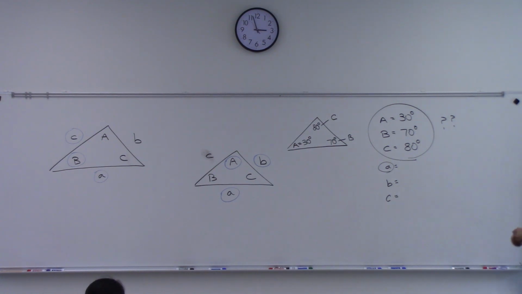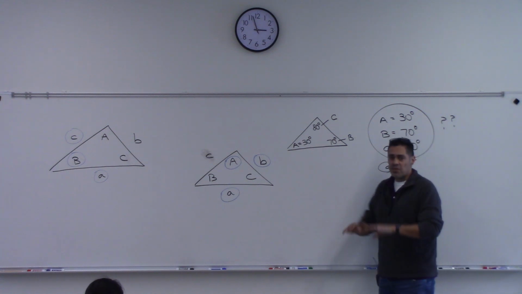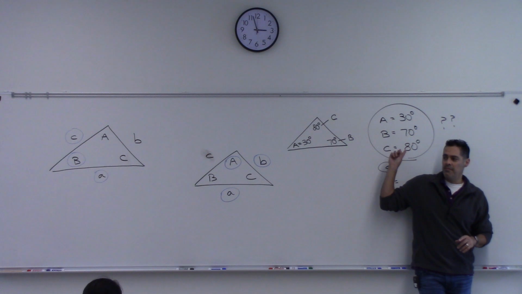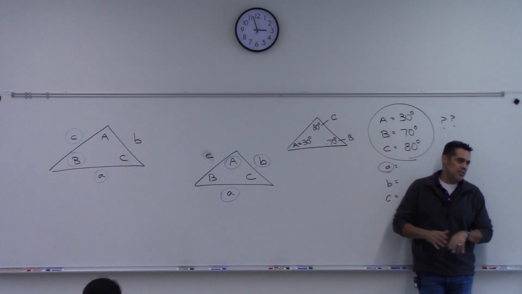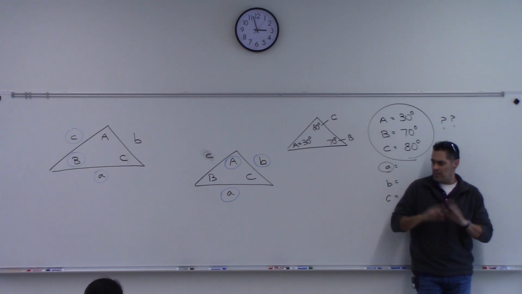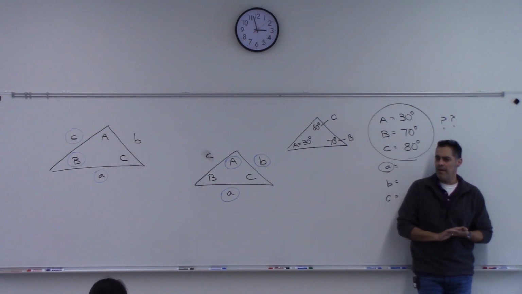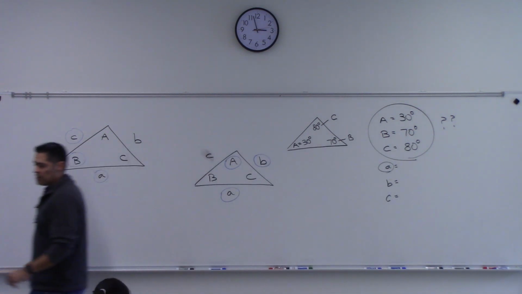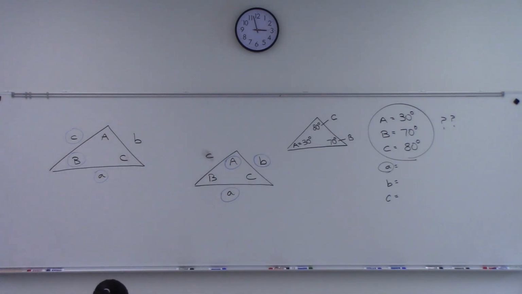So basically, the moral of the story is this. We can solve any triangle now as long as it's not this scenario. If it's just angles, nobody's going to be able to solve that. But any other combination, we can solve the triangle completely. All right? Which is good, right? We want to be able to solve triangles. All right, how are we doing here?